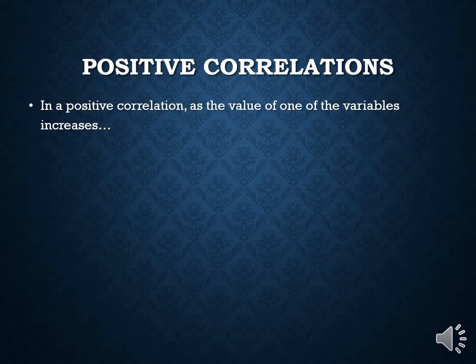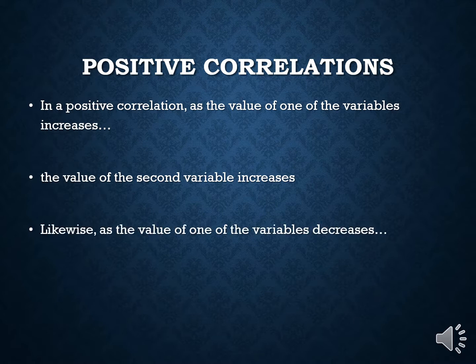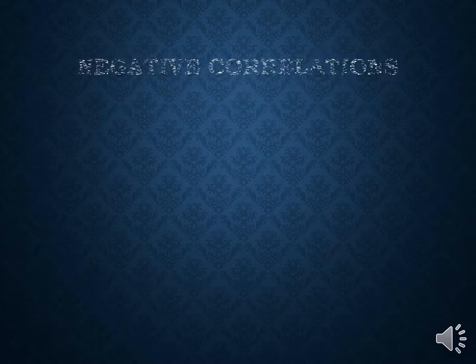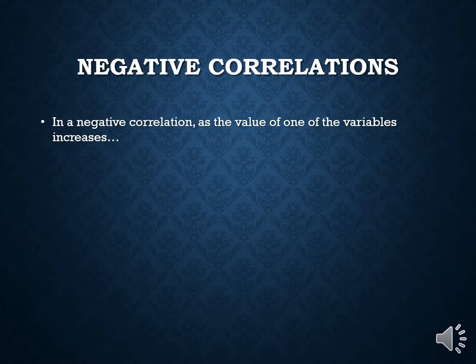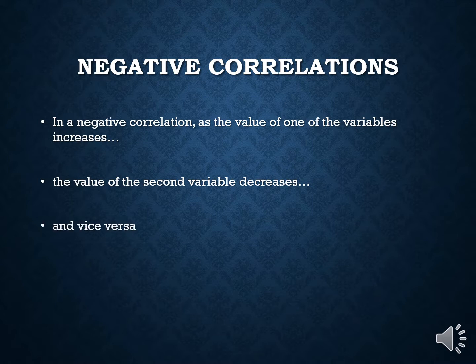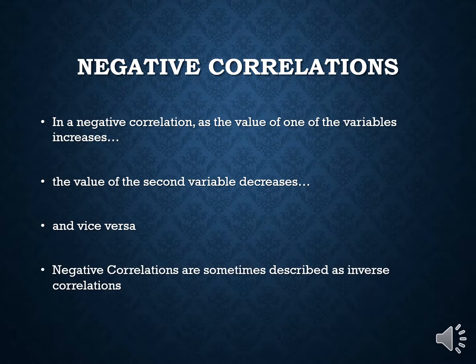Positive correlations look at the following. For example, in a positive correlation, as the value of one of the variables increases, the value of the second variable increases. Likewise, as the value of one of the variables decreases, the value of the other variable decreases. Negative correlations. In a negative correlation, as the value of one of the variables increases, the value of the second variable decreases, and vice versa. Negative correlations are sometimes described as inverse correlations. So again, another aspect of effective research.